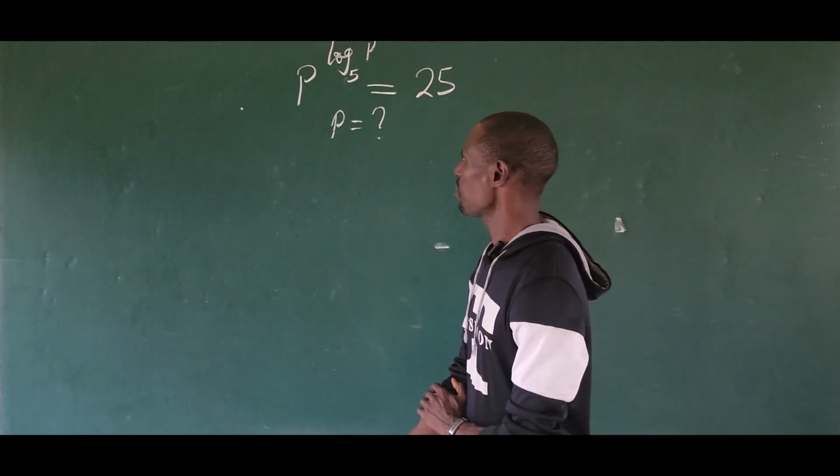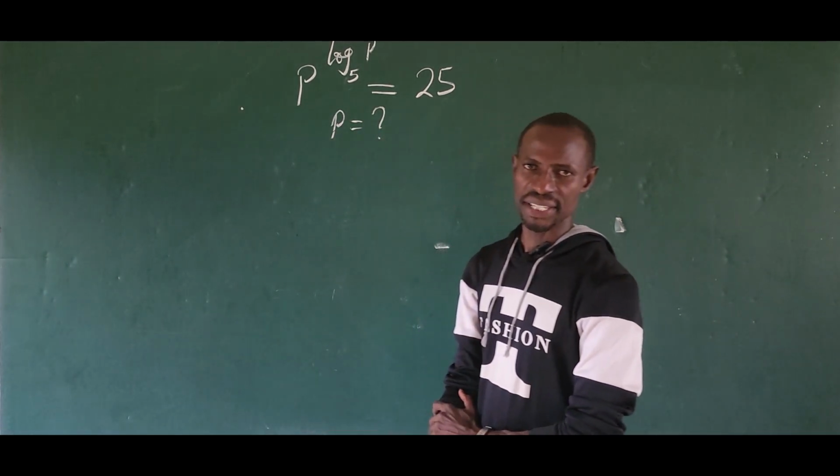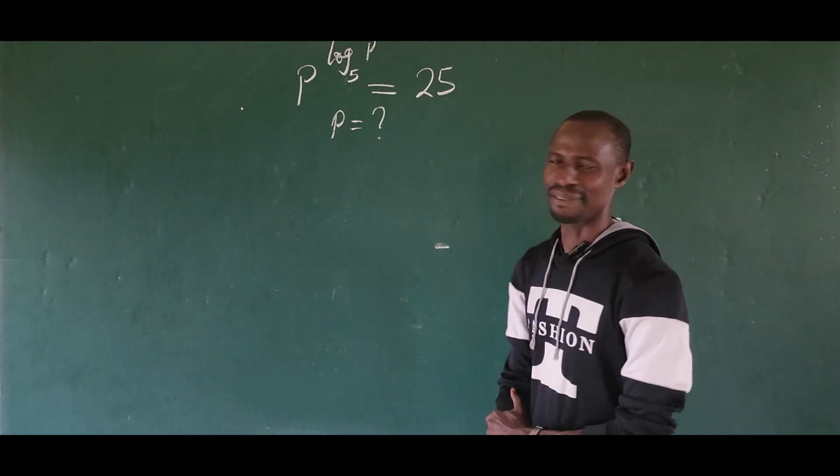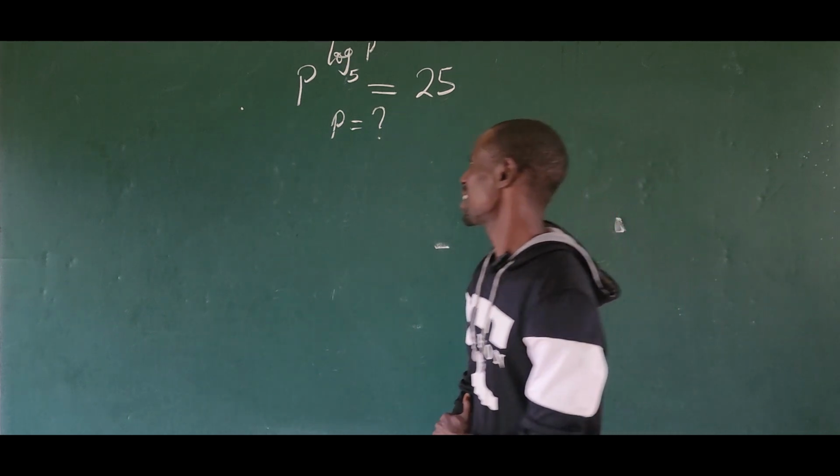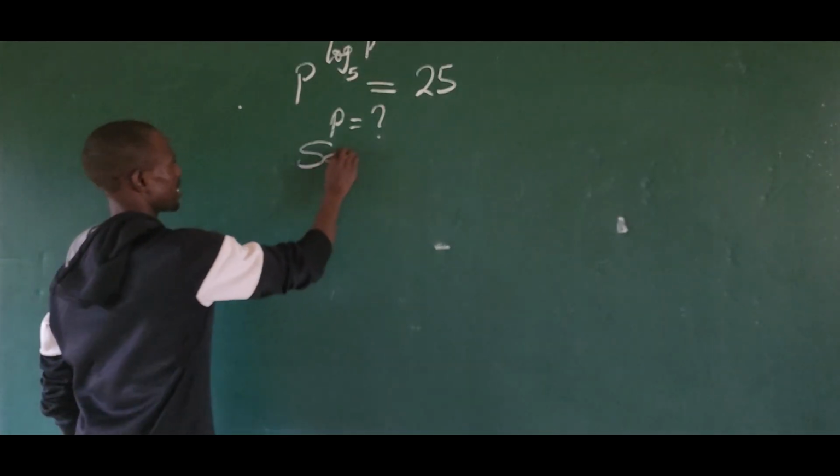We have this question: p to the power of log p base 5 equals 25. What is the value of p here? This is a simple one, right? So we take our solution.